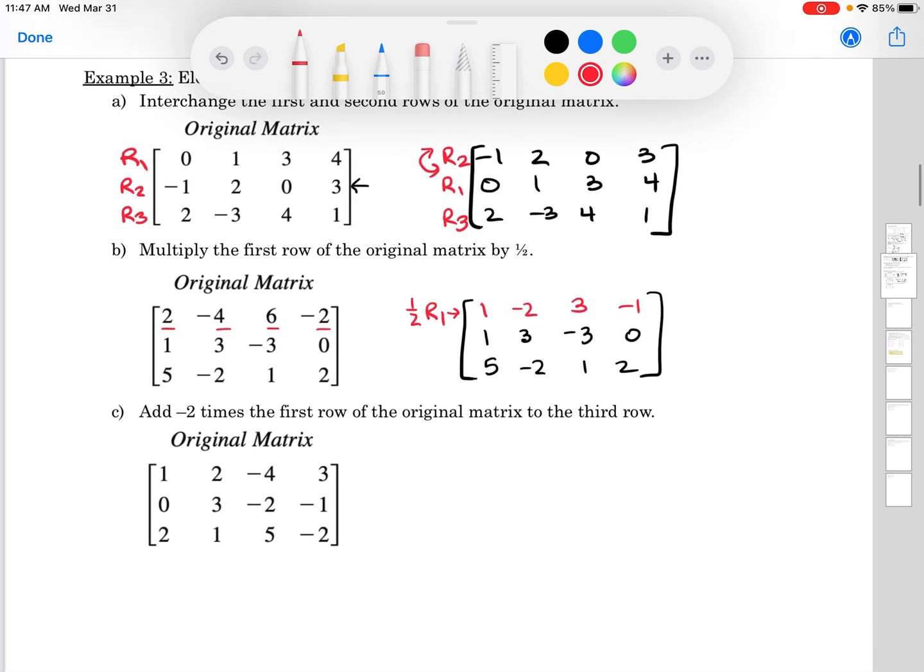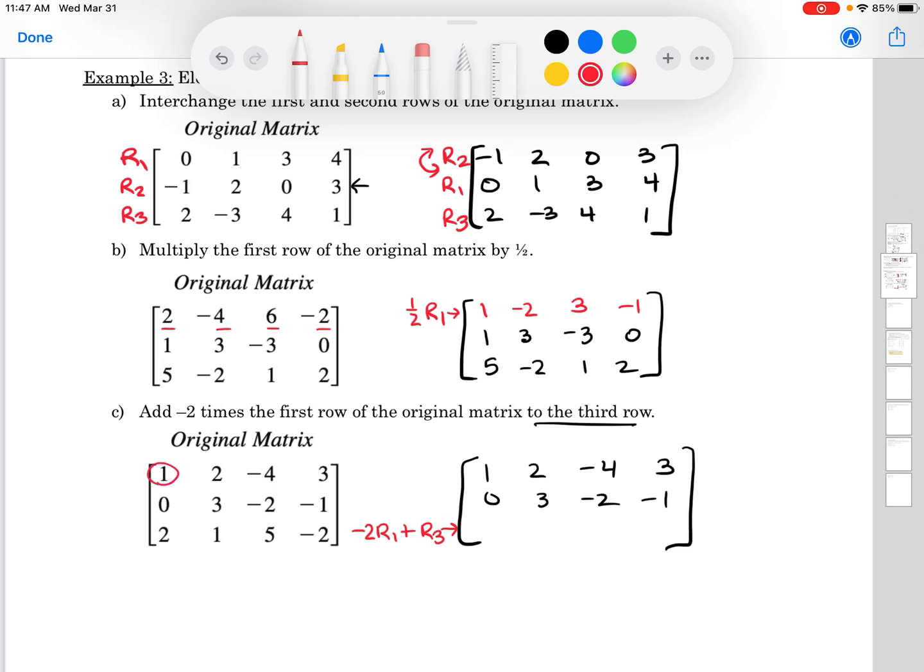All right, and lastly, we are going to add -2 times the first row of the original matrix to the third row. So we're only doing something to the third row. So let's leave the first and the second alone. We're not doing anything crazy there. 0, 3, -2, -1. It's the third row that something's happening to. So we're doing -2 times the first row plus row 3, and that's what's going to happen to that third row. So I'm going to take -2 times the first row and add it to the third.